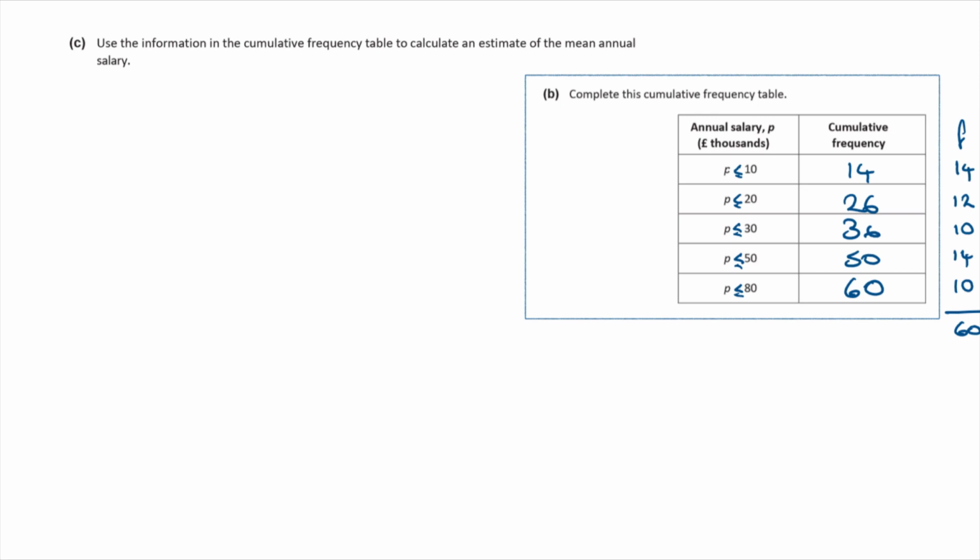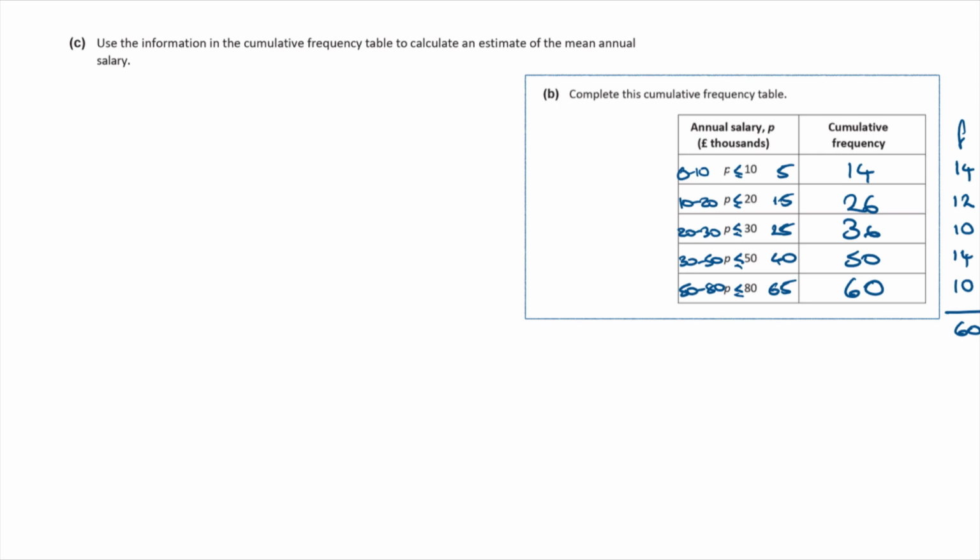Now usually when we do an estimated mean, we use the mid value of the range. So this one is going to be 0 to 10, so that's got a mid value of 5. This one here goes from 10 to 20, so it has a mid value of 15. This one goes from 20 to 30, so it has a mid value of 25. This one goes from 30 to 50, so it has a mid value of 40. This one goes from 50 to 80, so it has a mid value of 65.